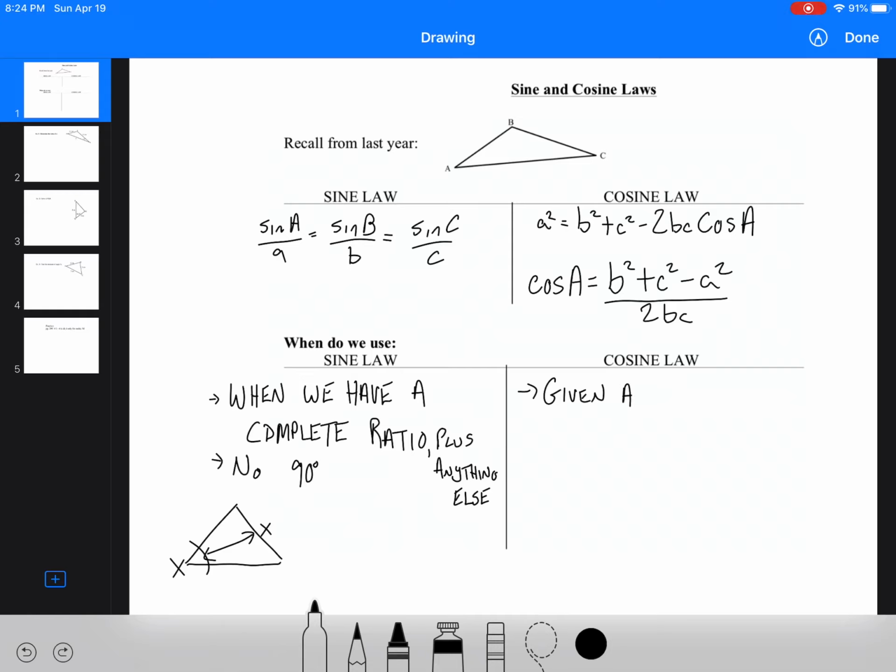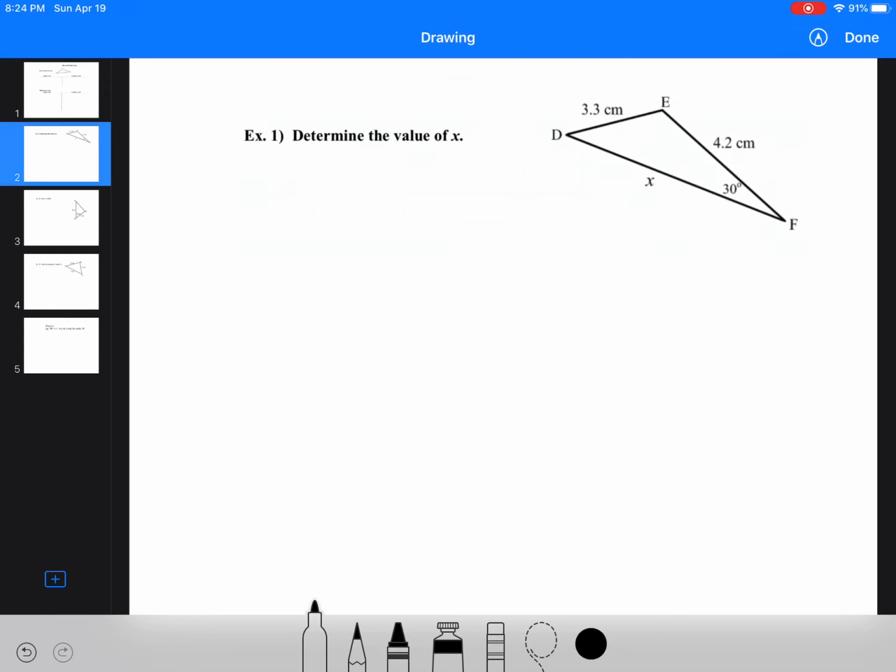When we're looking at this, we use this when we're given all sides, because then we can find that other angle. Oh, wow, I'm struggling writing. Given all sides, or if we're given a side, angle, side combination. So side angle side would look like this. So either all sides are given, or side, angle, side. And then we can find that using cosine law.